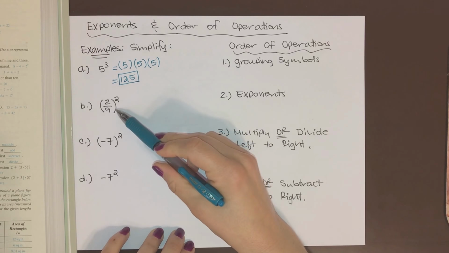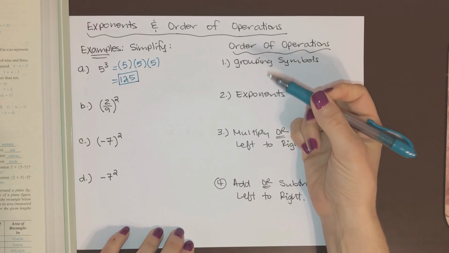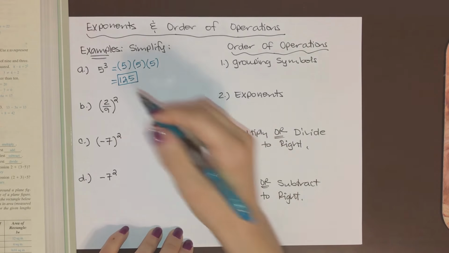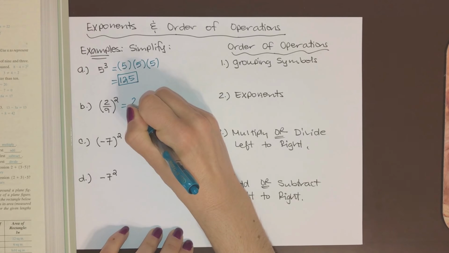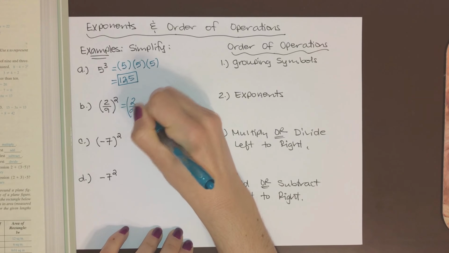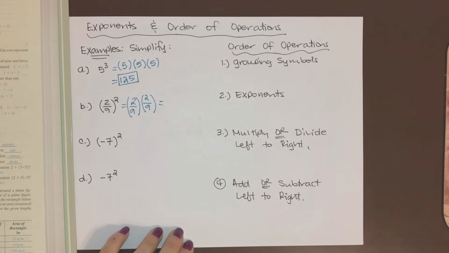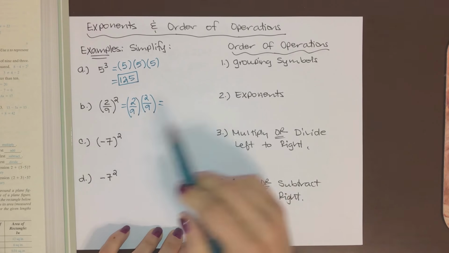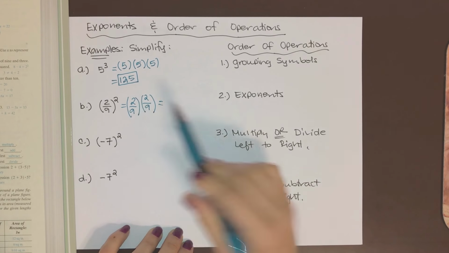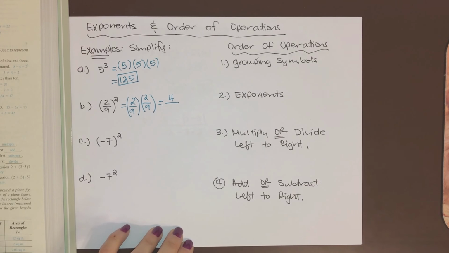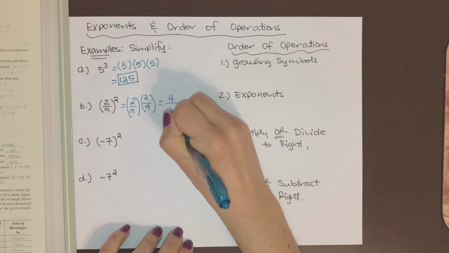If we have a fraction, we will follow the same idea. Whatever is inside the parentheses, in this case, we write that 2 times, and we multiply. When we multiply fractions, you multiply the numerator, 2 times 2. Multiply the denominator, 9 times 9, we get 81.